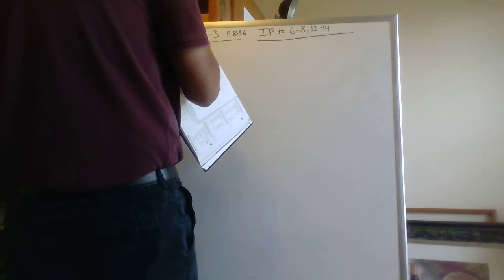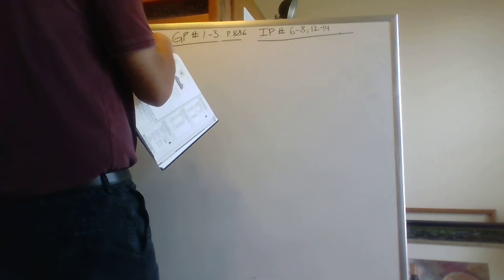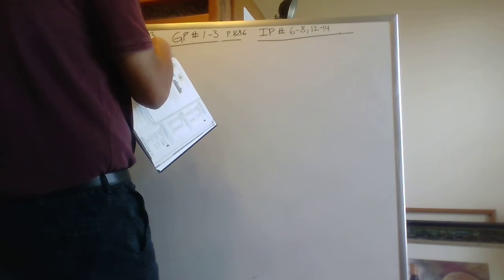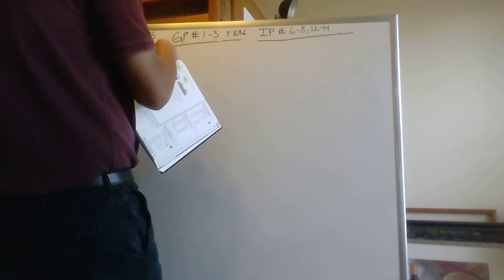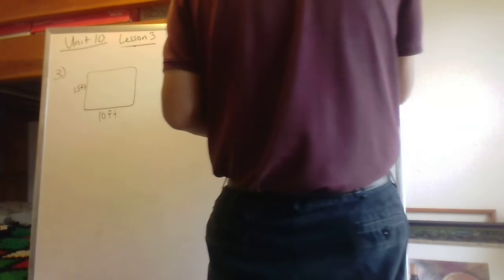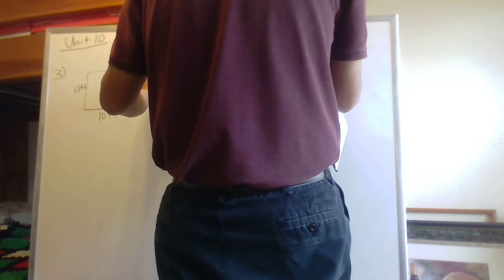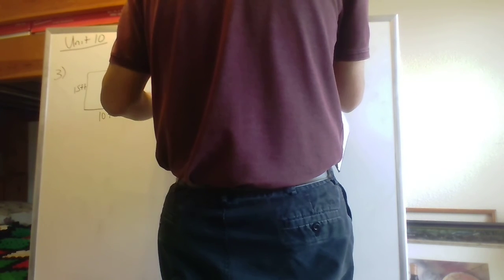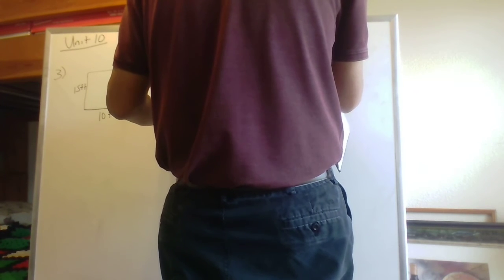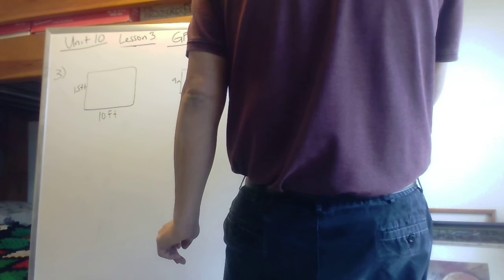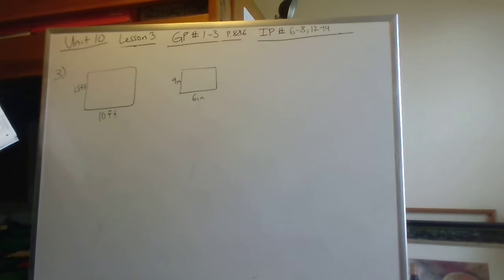So this is the living room of Michaela's house. We're going to have 15 feet by 10 feet. And we're also going to have the dollhouse that is 9 inches by 6 inches. And it says, is the living room in her dollhouse a dilation of the living room in her house? If so, what is the scale factor?